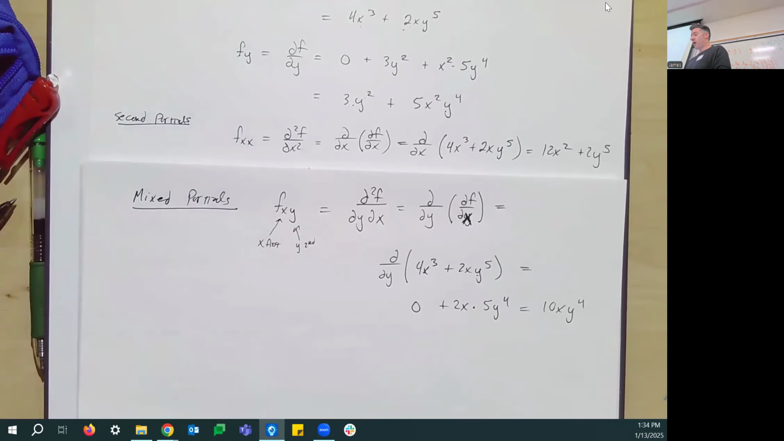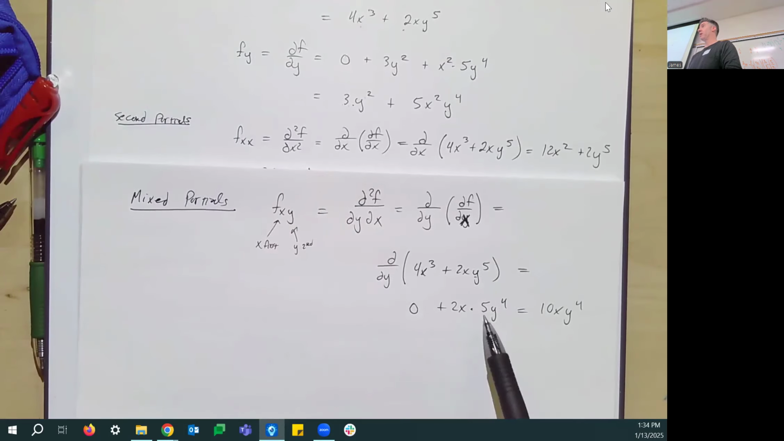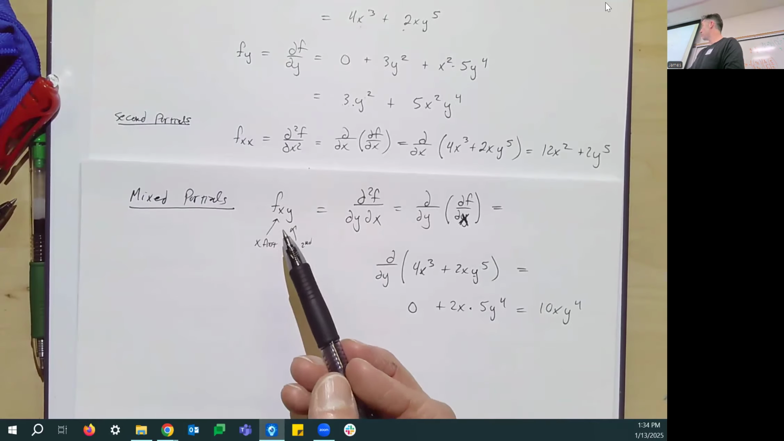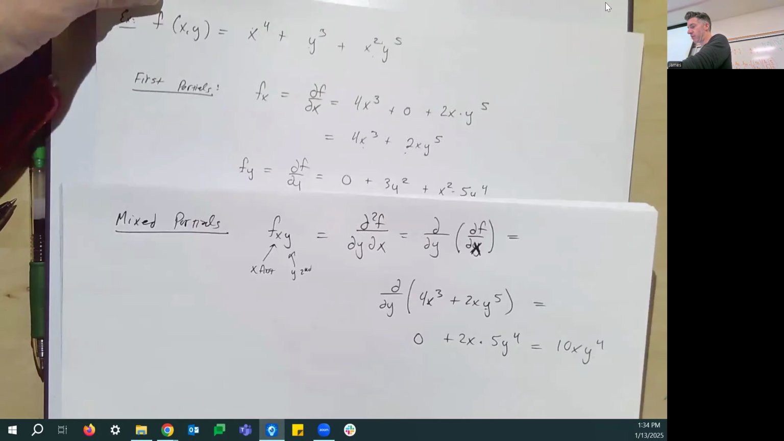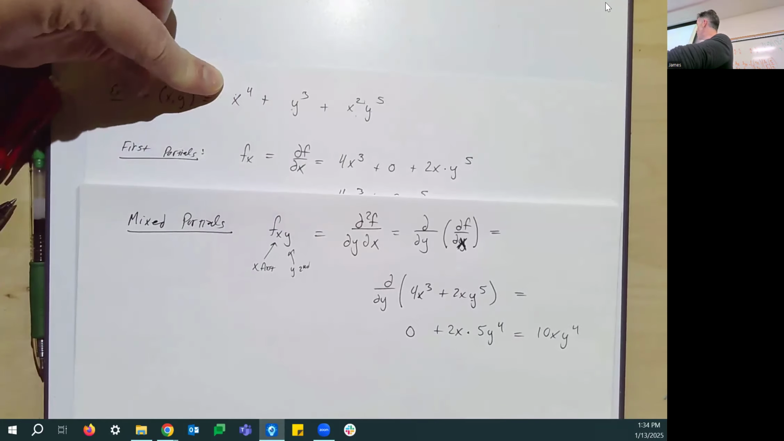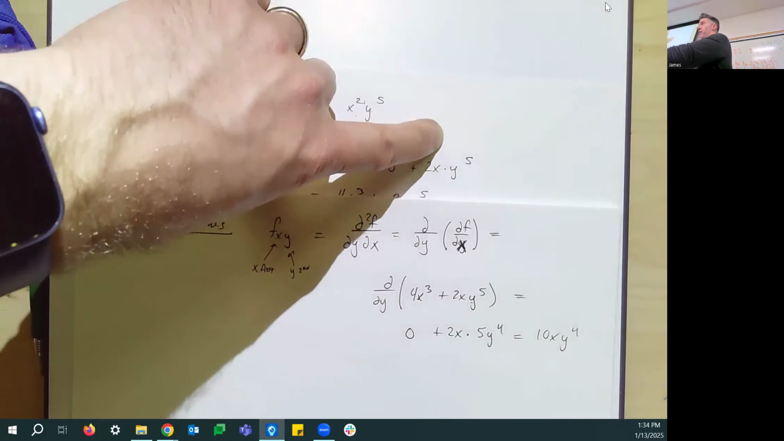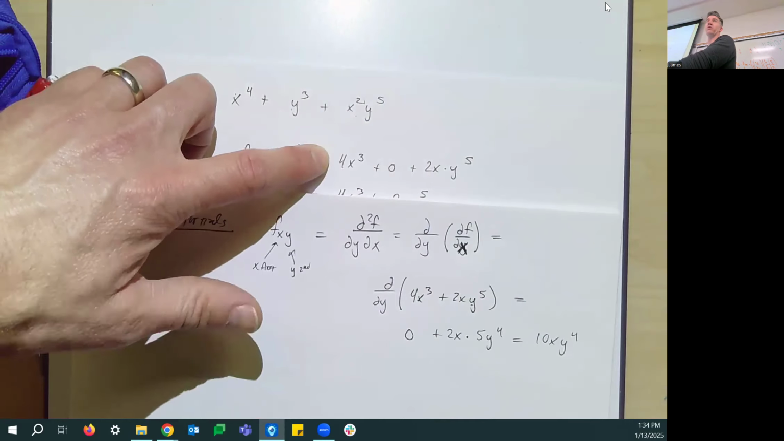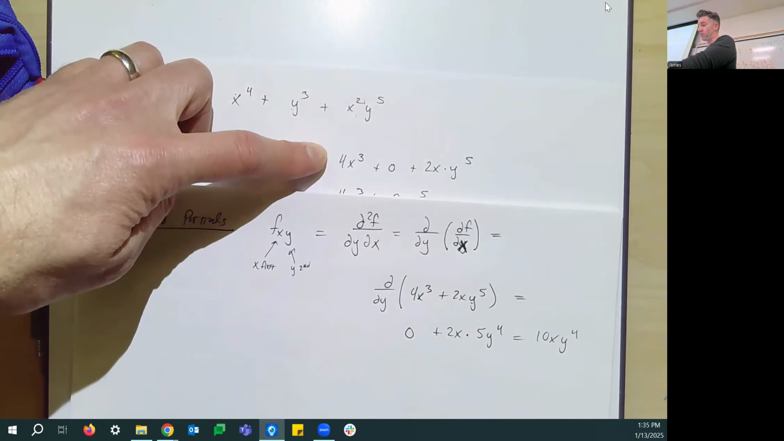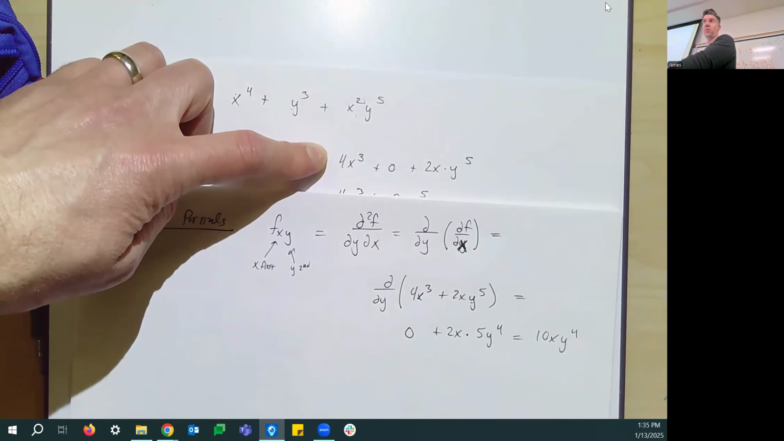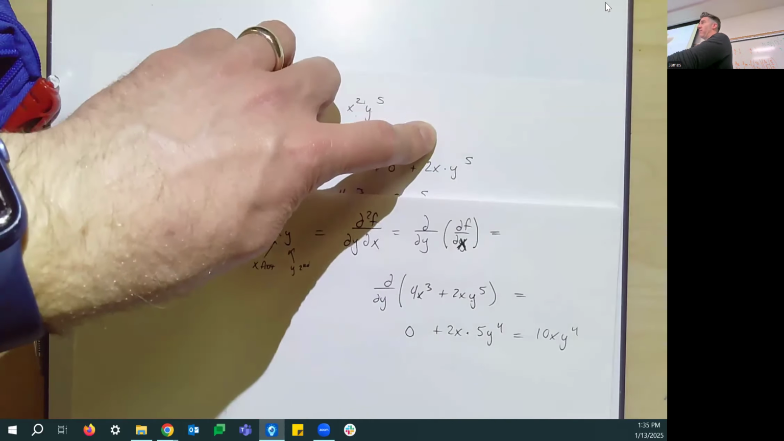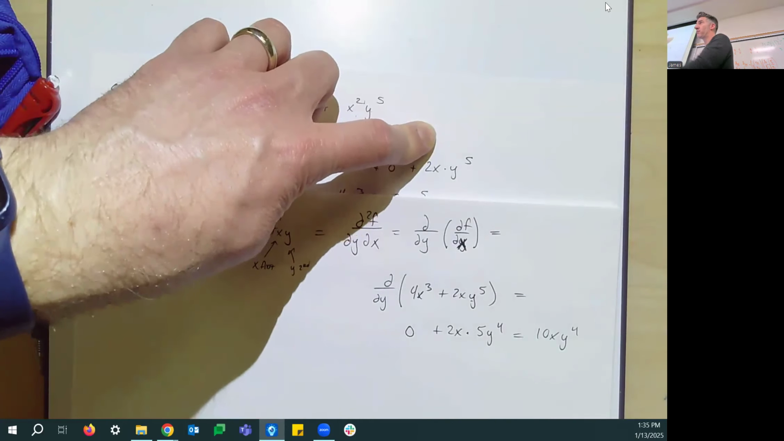And again, I normally wouldn't write all this, and I won't in the future problems, but I would just point out that what we're doing is we're just saying, okay, do the derivative of your original function with respect to x first. Great, I got 4x cubed plus 2xy to the fifth. Then look at that and do the derivative with respect to y. Oh, the derivative of 4x cubed is 0 with respect to y. The derivative of 2xy to the fifth is 2x times 5y to the fourth.